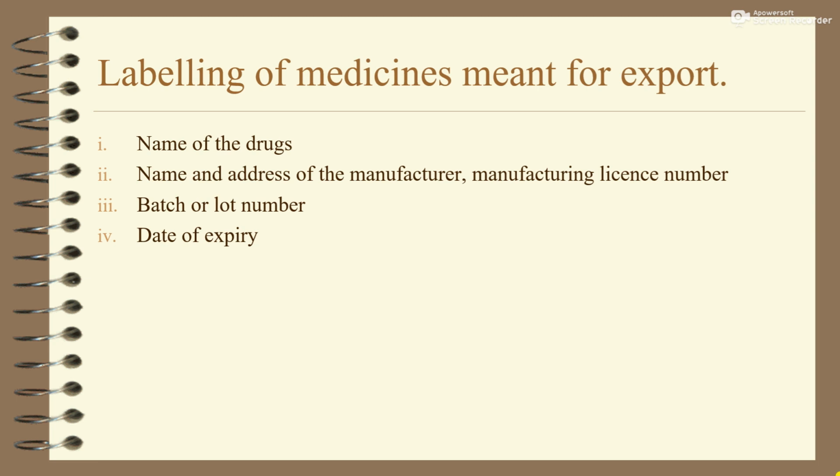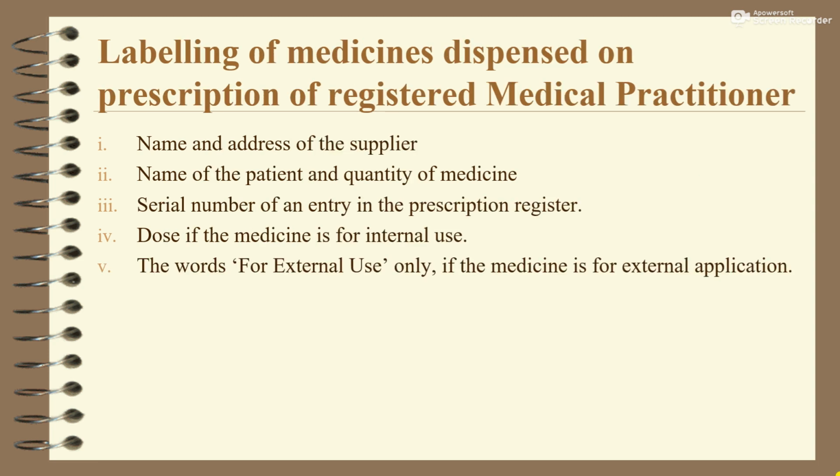Then labeling of the medicine meant for the export. The medicines which are meant for the export should be given with the name of the drug, name and address of the manufacturer, manufacturing license number, batch or the lot number, and then the date of expiry should be mentioned over it.